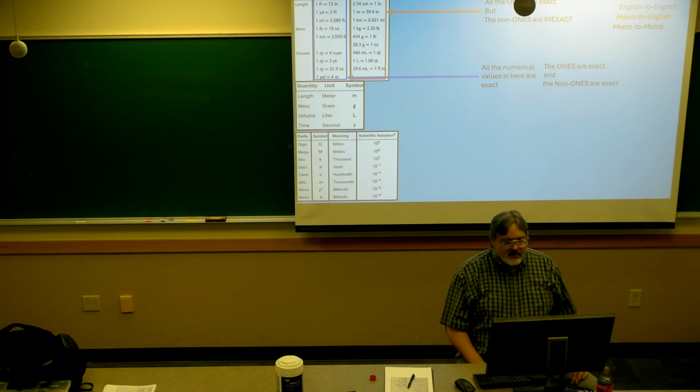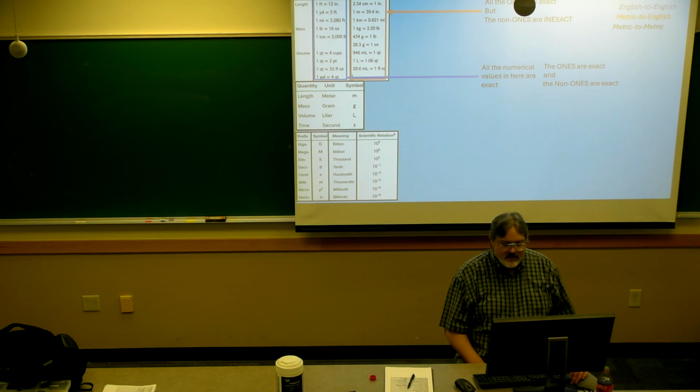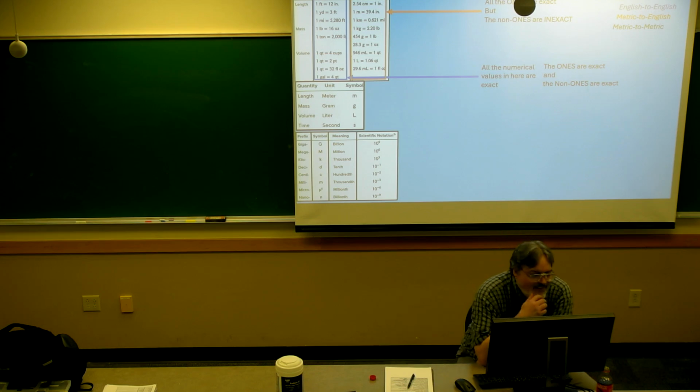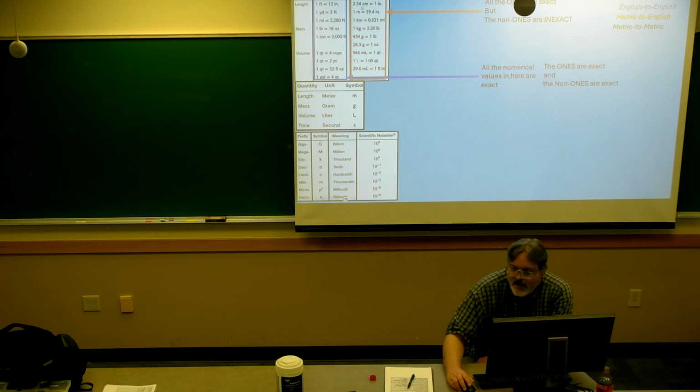In the, what color is that, brown? Orange. Let's call it orange. So in there, the ones are exact and the non-ones are inexact. You have to consider the inexact ones for significant figures. So in here, this 1 is exact, and this 2.54, that's 3 significant figures. It's not exact. See what I'm saying? This 1 is exact. 39.4 is inexact. You have to consider those if you use that in a calculation. That's 3 significant figures that you have to think about when it comes to your answer in the calculation.